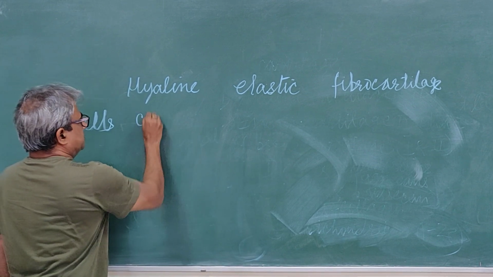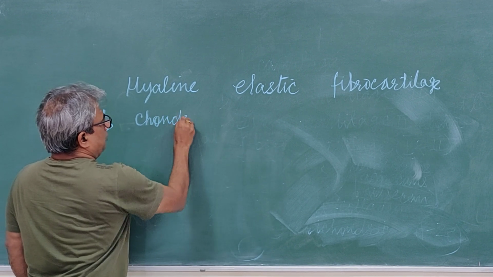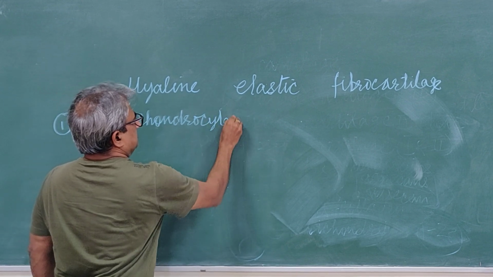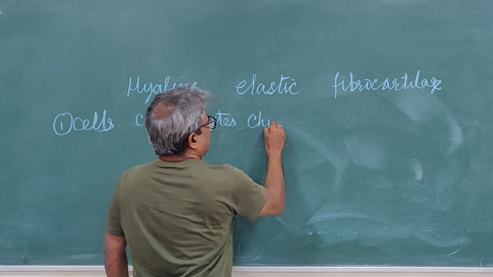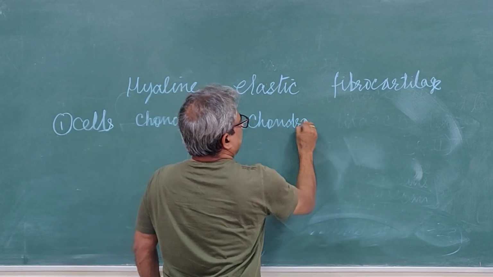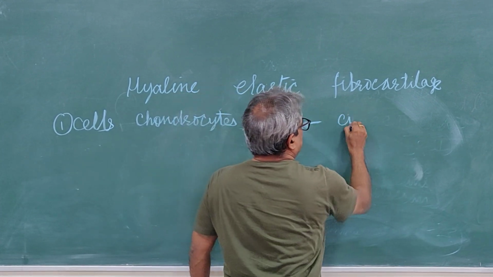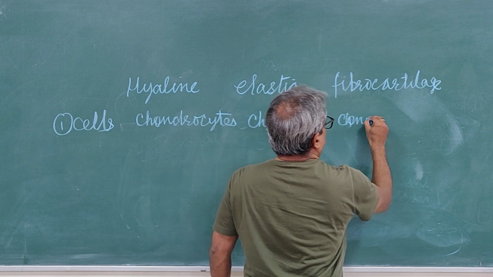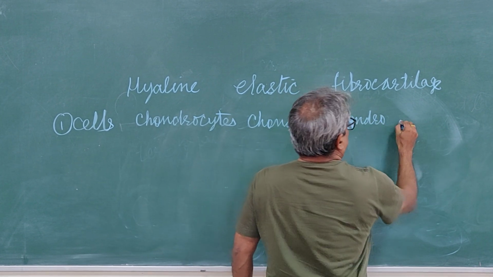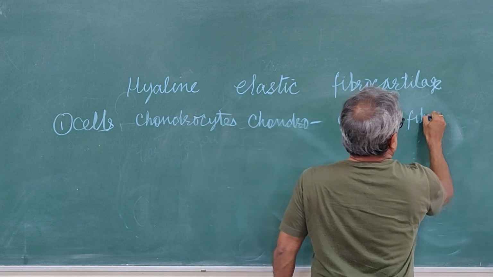Which kind of cells are present in hyaline? Chondrocytes. In elastic, we have chondrocytes. In fibrocartilage, we have chondrocytes plus fibroblasts.